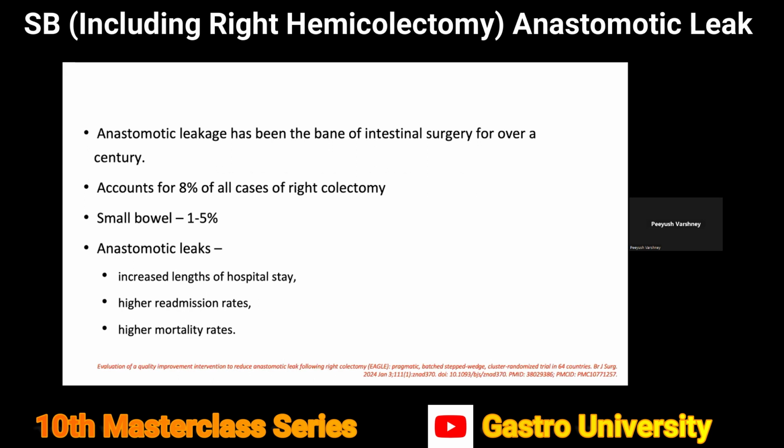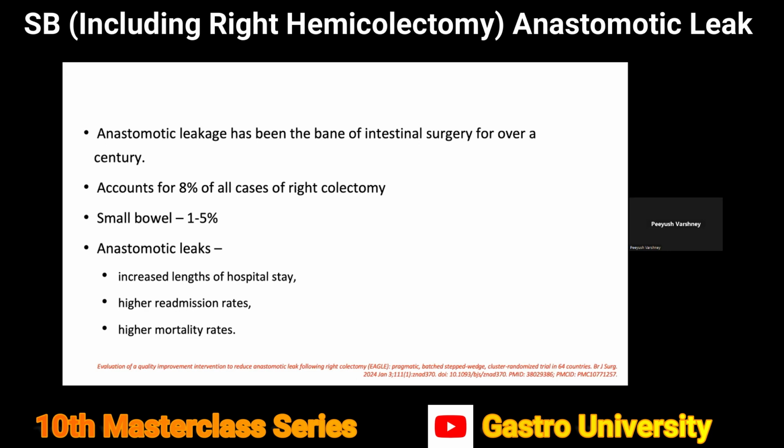So anastomotic leakage has been the bane of intestinal surgery for almost a century now. There has been a leak rate varying from around 1 to 2% to almost 25%, depending upon the site of anastomosis. For right hemicolectomy, the leak rate is around 8 to 10%, and for small bowel anastomosis, it is around 1 to 5%.